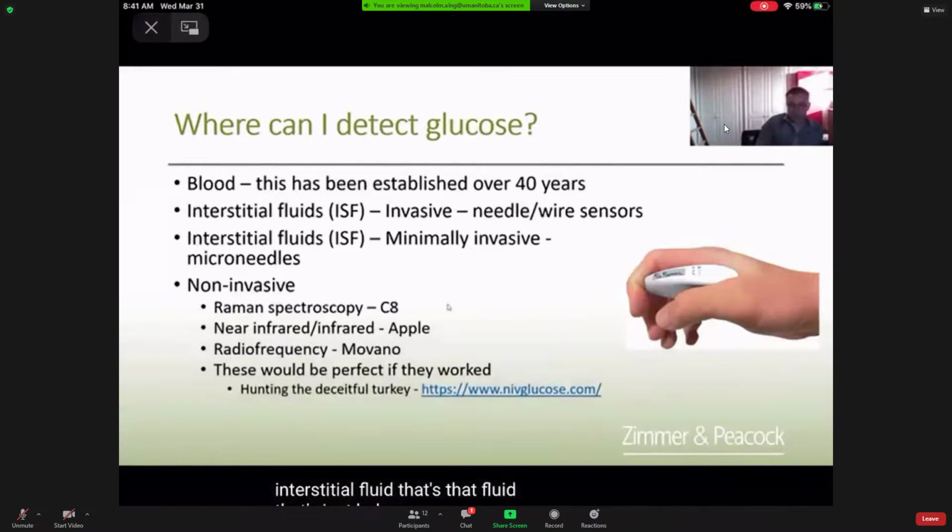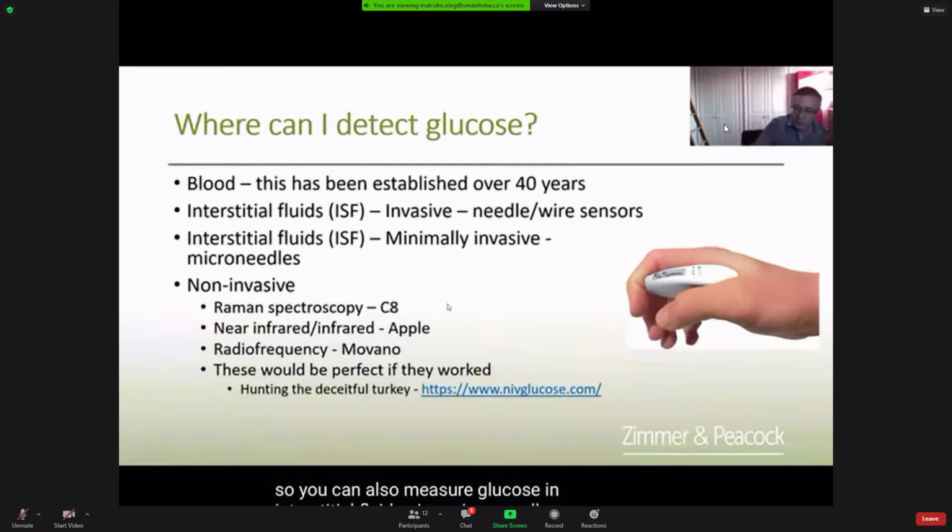Below the surface of the skin, and you can do it using needles, or it's called a wire sensor. I'll describe a wire sensor to you in a bit. I know that there's some people online with this video who are interested in microneedles. So you can also measure glucose in the interstitial fluid using microneedles.